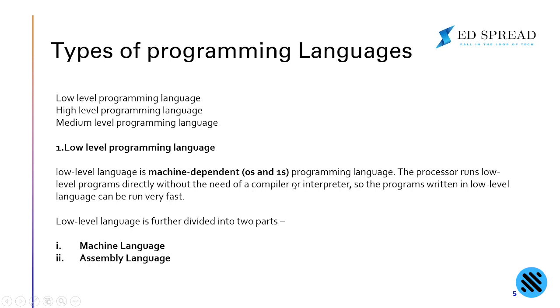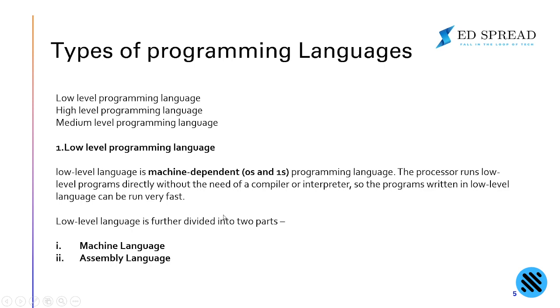We will be seeing what a compiler is and what an interpreter is once we go deep into the course, and we will also be seeing the differences between these two, right? So for now, just try to understand what I am saying, and you will be able to clear all the doubts once you get into the depth of the course, right? The programs written in the low level language can be run very fast, because the computer directly understands what the program is doing, since it is completely in zeros and ones, right?